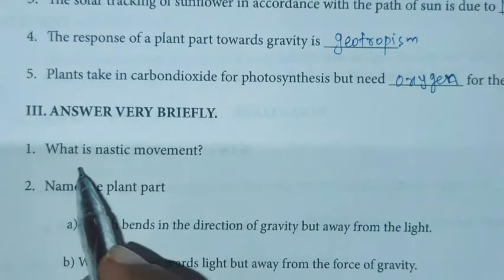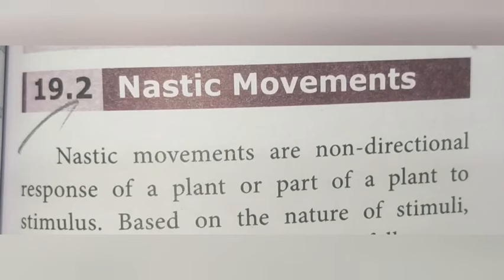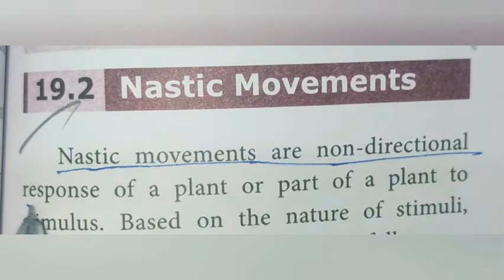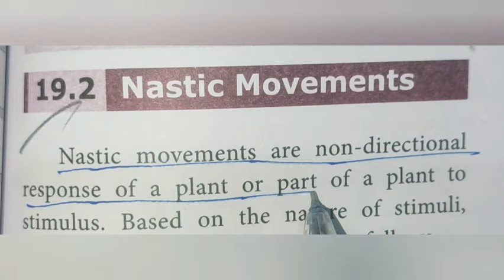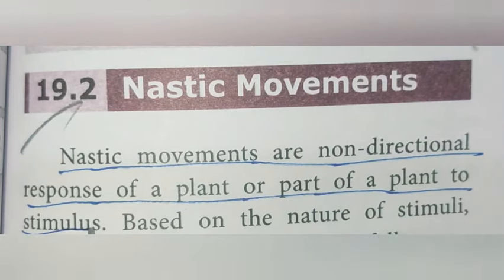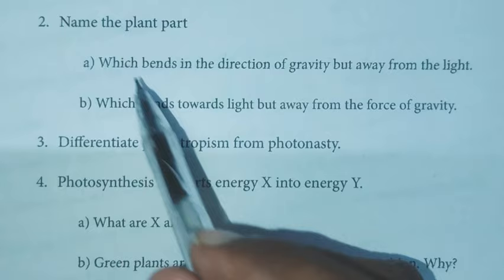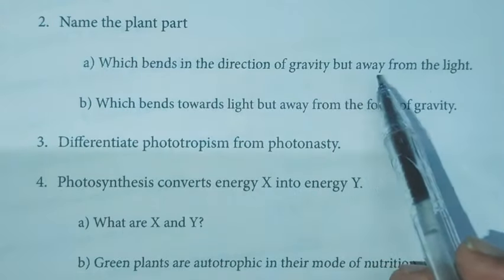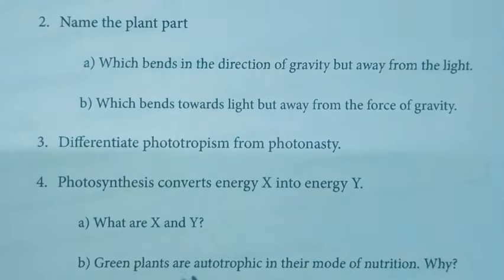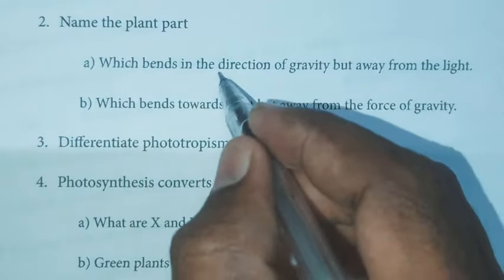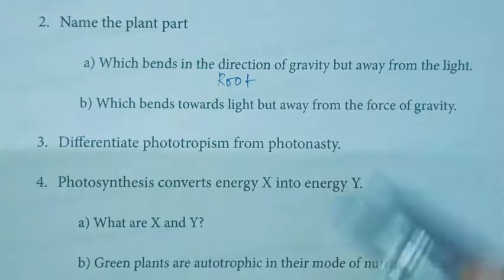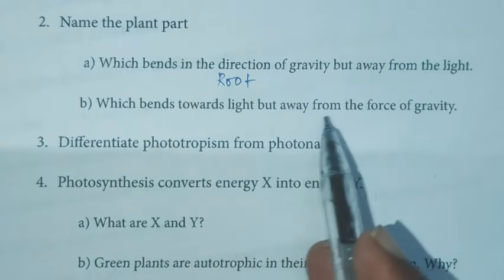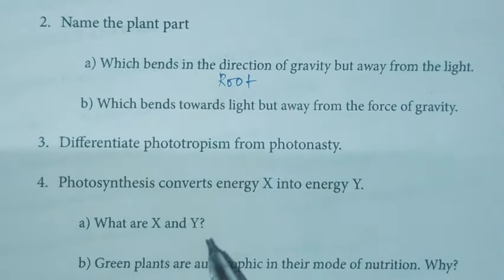First one, what is nastic movement? Nastic movements are non-directional response of a plant or part of a plant to stimulus. Second one, name the plant part which bends in the direction of gravity but away from the light. Every one of us knows that. That is root. Sub-question B, which bends towards light but away from the force of gravity. This one also easy, that is stem.